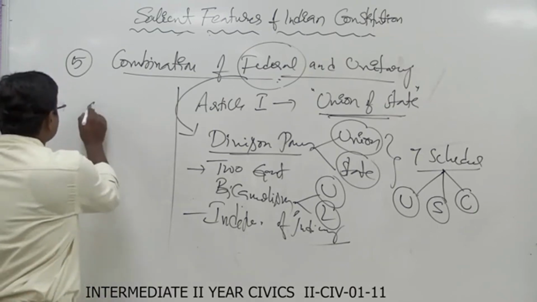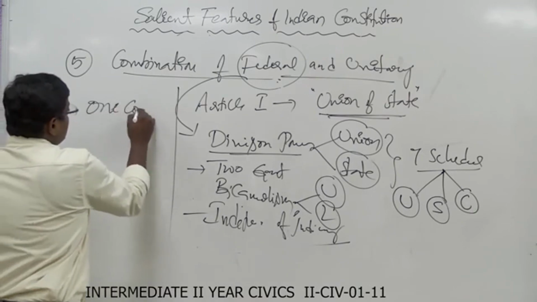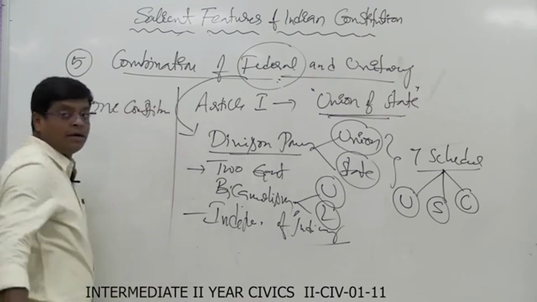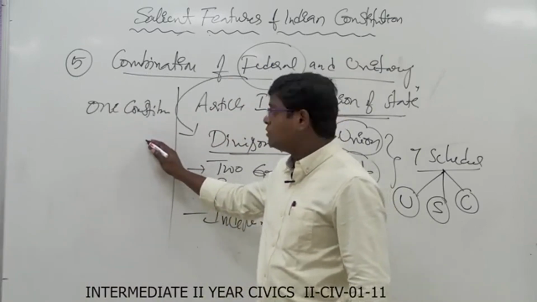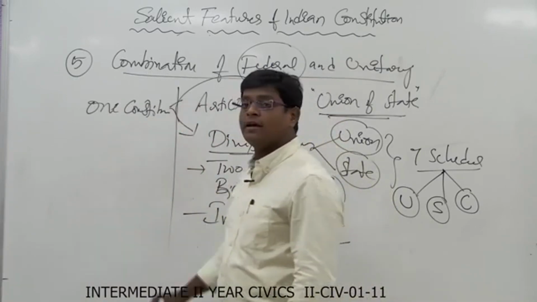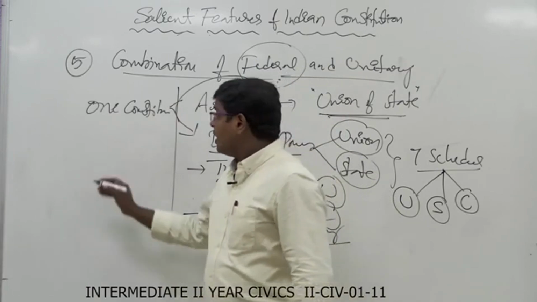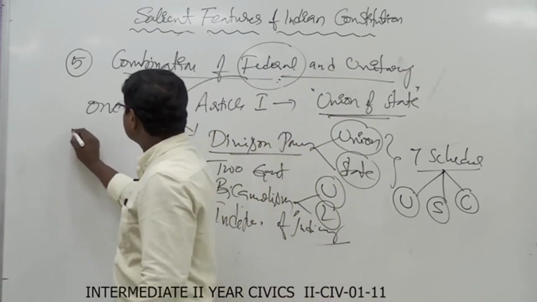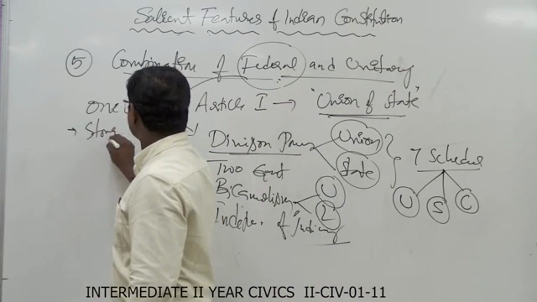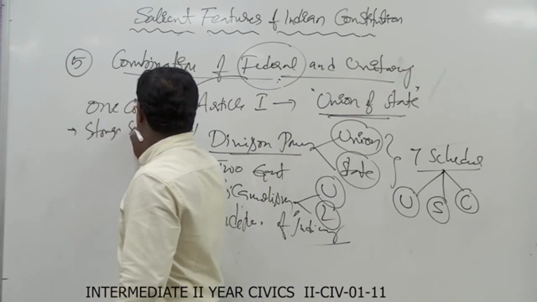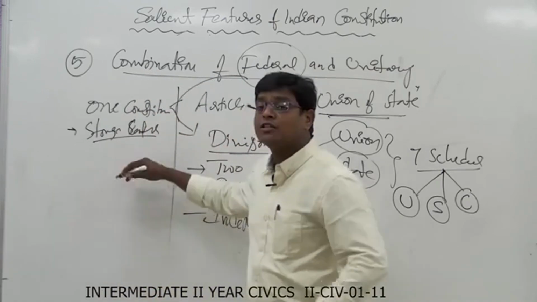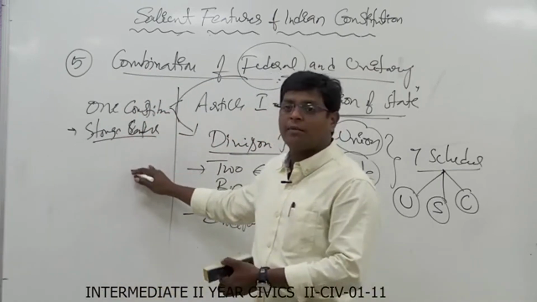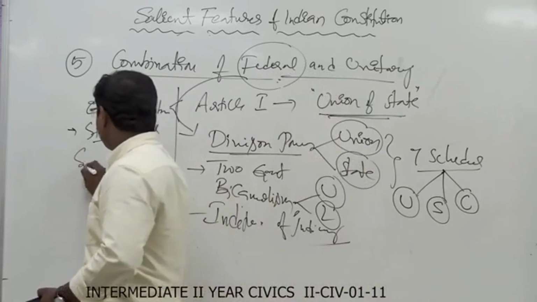You know that there is one Constitution. Is there any separate Constitution for the states? No, there is only one Constitution for both the states and the union government. And at the same time, a strong center: the central government enjoys more powers than the state government. And also single citizenship.